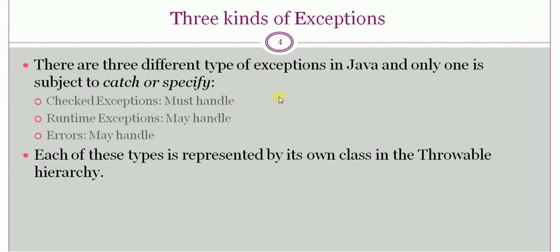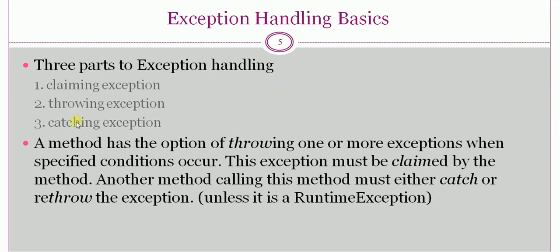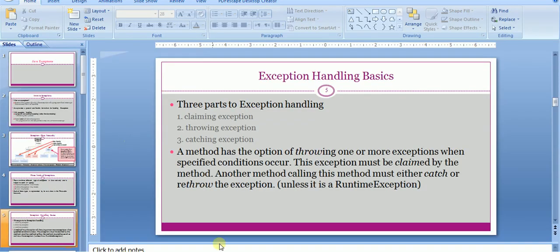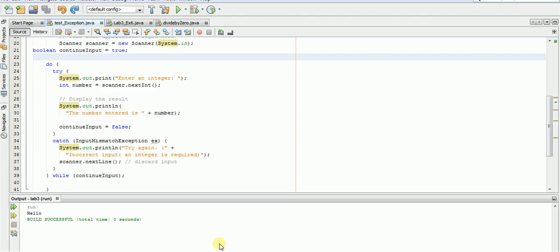Now, we talked about the different types of exceptions we have in Java. Now, how to handle them? We have three ways to handle those exceptions: either claiming the exception or throwing the exception. Number three, which is mostly the case and the most proper way to handle exceptions, is by catching the exceptions. Okay, we will give some examples in NetBeans to make this clearer.